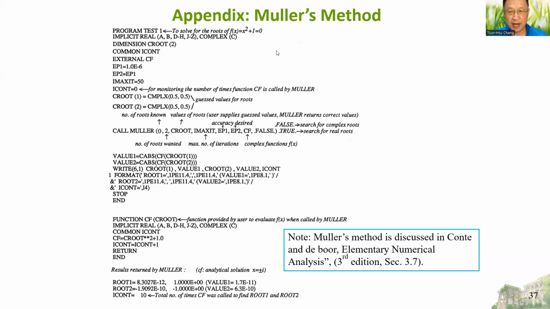Of course, it's plus and minus i, positive and negative i. Okay. And the function, the root function, is shown here, allowing us to calculate. Okay, that's the final result. Muller's method can be found in many textbooks, so you can study by yourself.